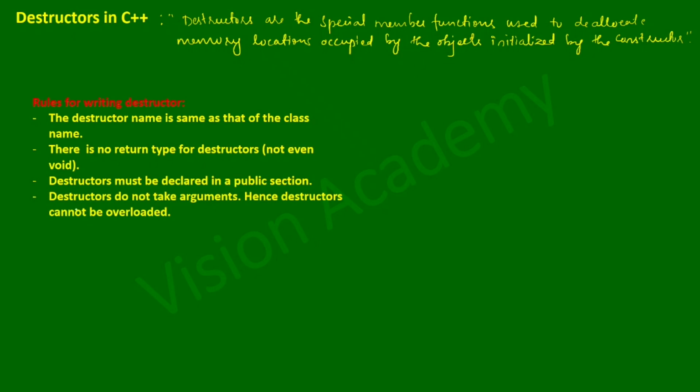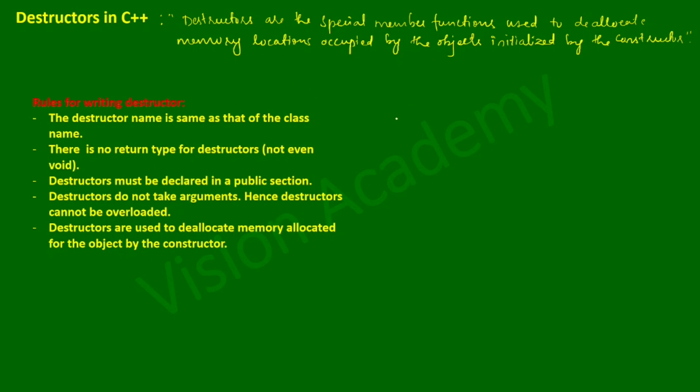The fourth rule says that destructors do not take arguments, hence destructors cannot be overloaded. Fifth one is destructors are used to deallocate memory allocated for the object by the constructor.